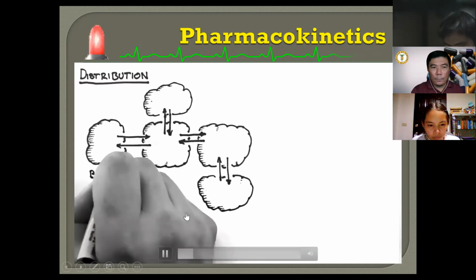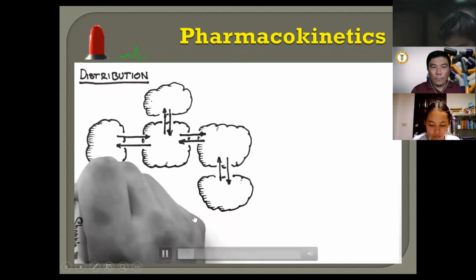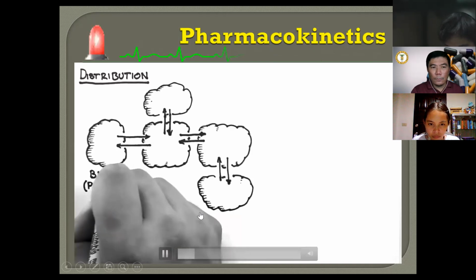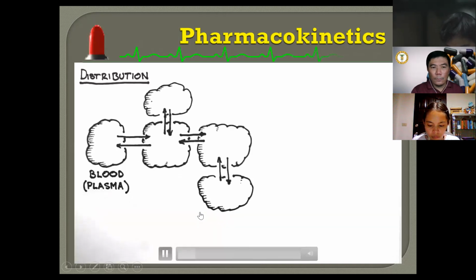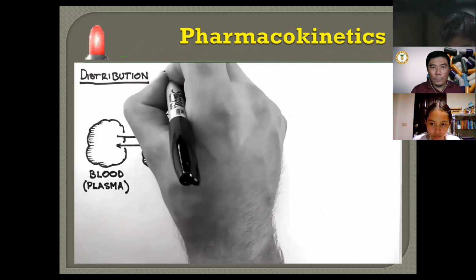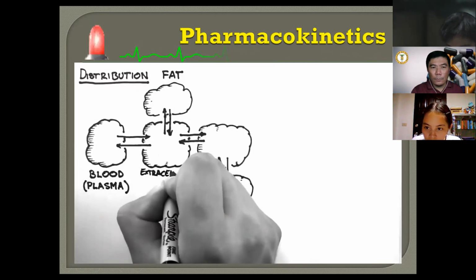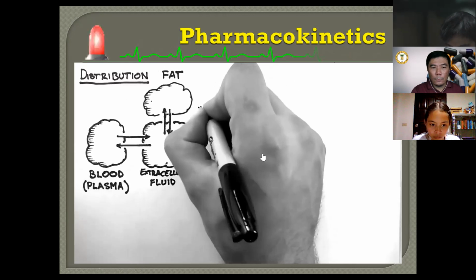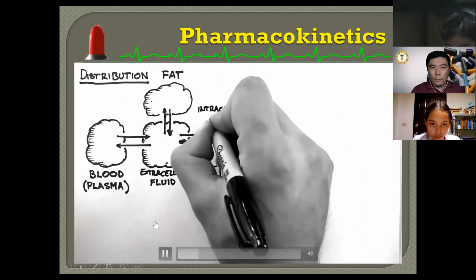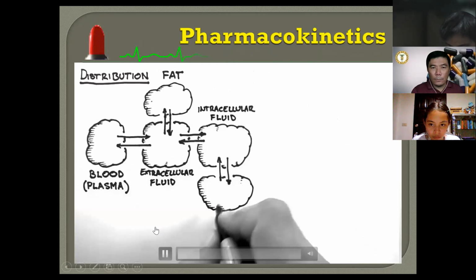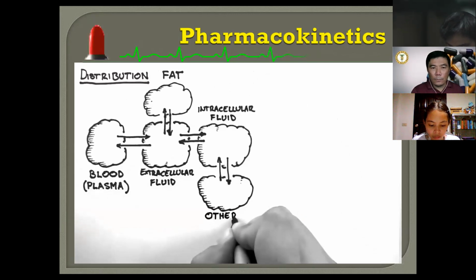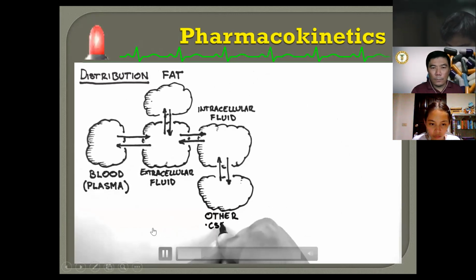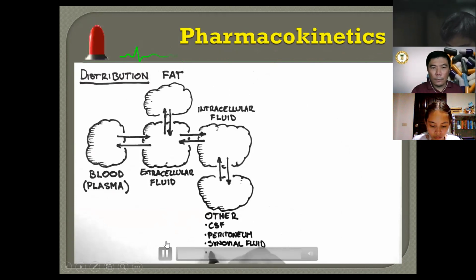These major compartments are the blood, or strictly speaking, the plasma, fat, extracellular fluid, and intracellular fluid. Then there are numerous other minor compartments. These include the cerebrospinal fluid, the peritoneum, synovial fluid in joints, and the fetus in pregnancy.